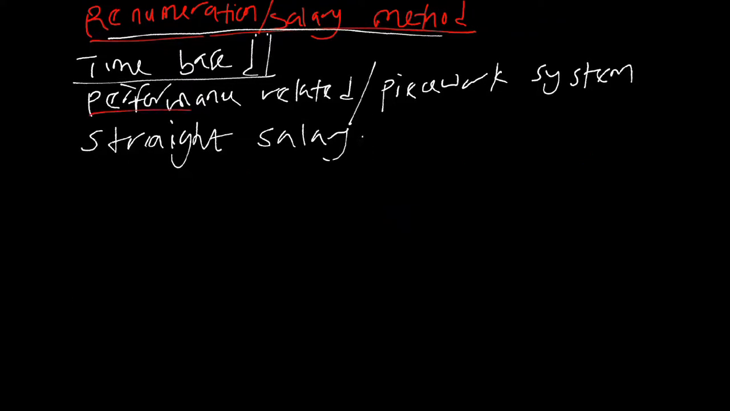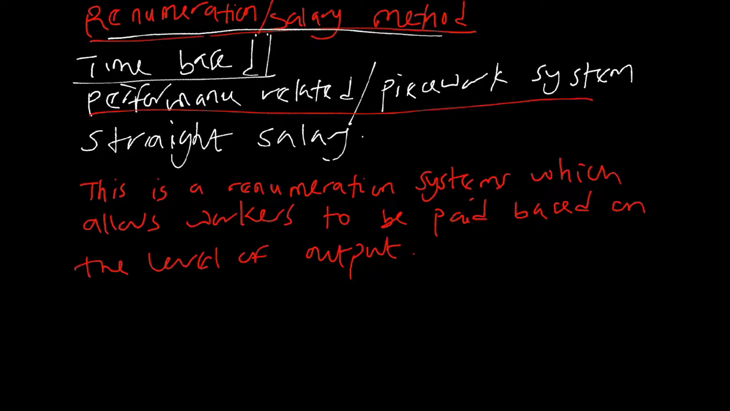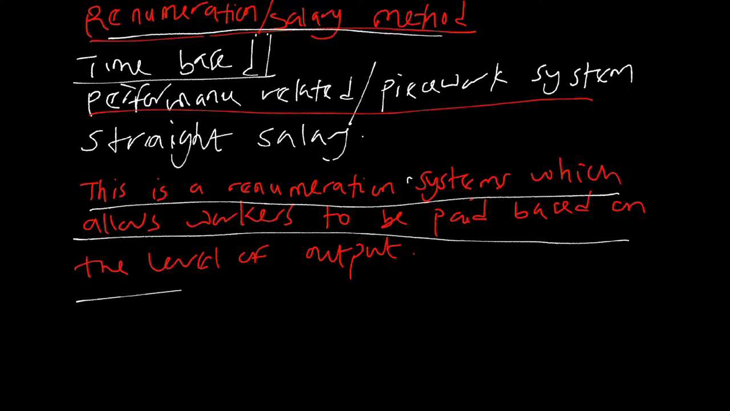So another one we have is what we call the performance-related or piecework system. What is the performance-related or piecework system? This is simply a remuneration system which allows workers to be paid based on the level of output. What do you mean by based on the level of output? For example, if an employer has an agreement with the employee that for 5 products you produce, I will pay you 1,000 naira. This is the performance or piecework system.